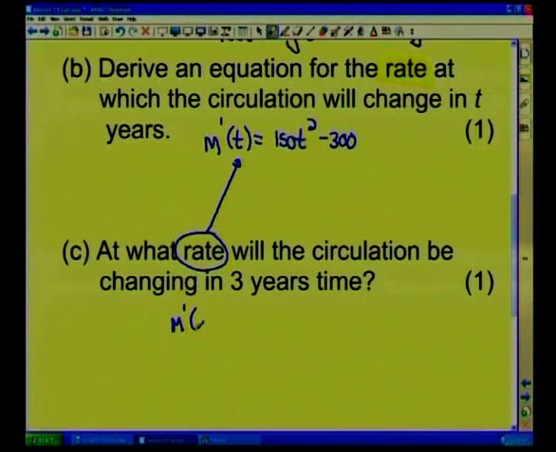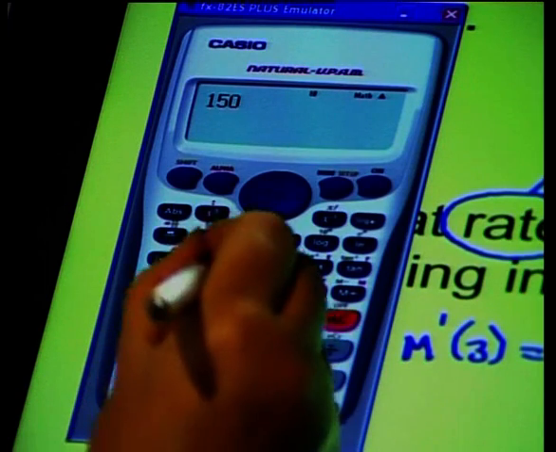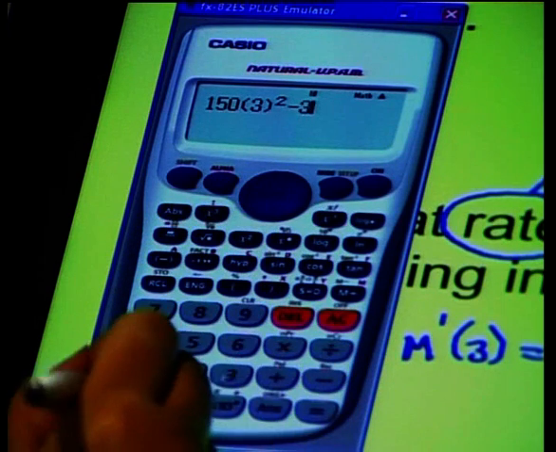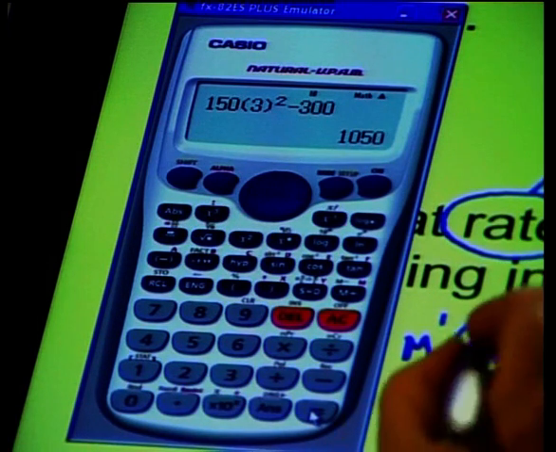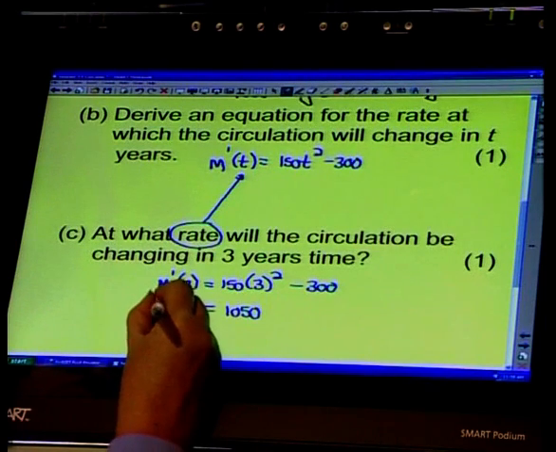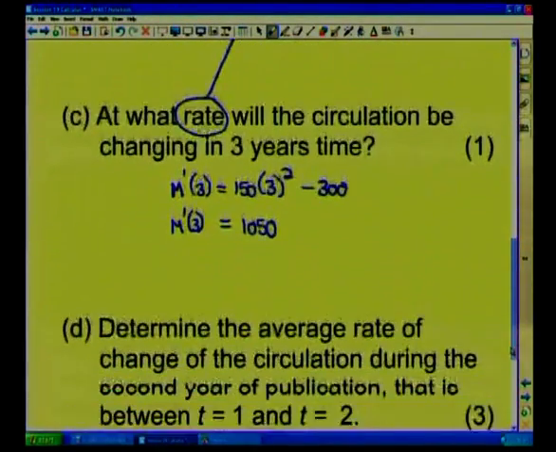So we're going to say, right, the derivative at 3 is 150 times 3 squared minus 300. And we can pull our calculator up, and we can literally input this. So it's 150, 3 squared minus 300. And we can see it's 1,050 is the actual rate of change. Okay, so that's a nice, easy question.